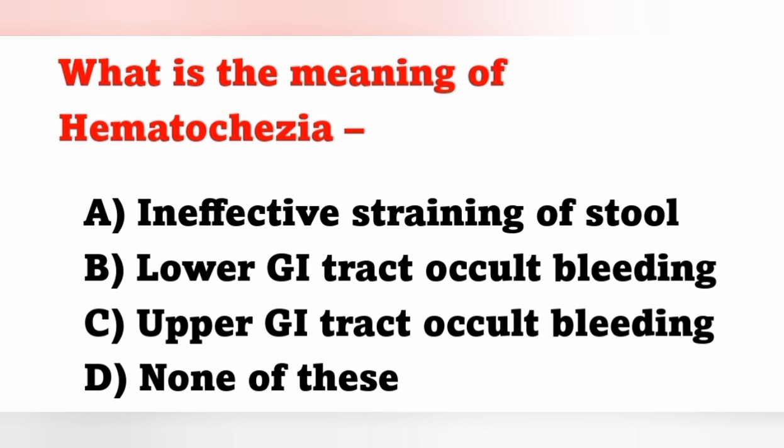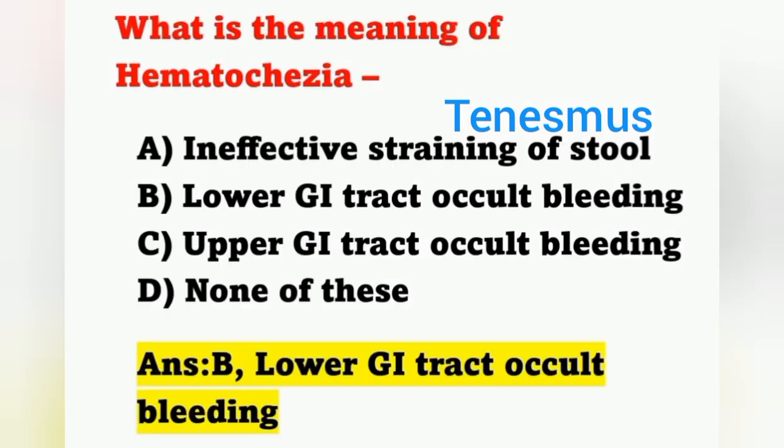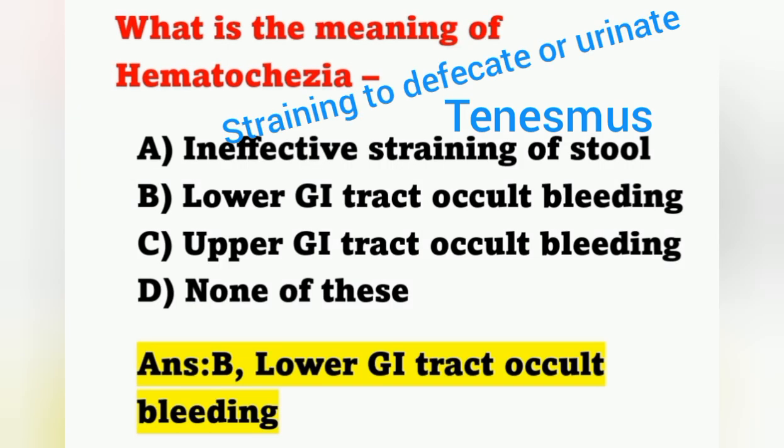What is the meaning of hematochezia? Options: option A, ineffective straining of stool. Option B, lower GI tract occult bleeding. Option C, upper GI tract occult bleeding. And option D, none of this. Question: the word hematochezia means lower GI tract bleeding. Option B is the correct answer. And the first option, ineffective straining of stool, is known as tenesmus.